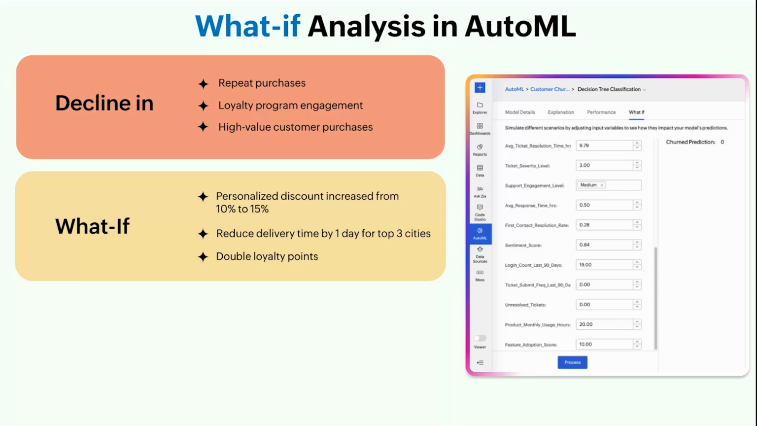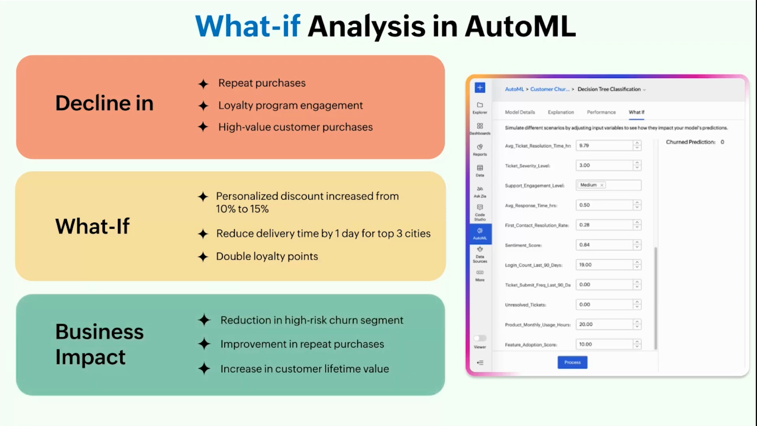With this, Finepick can understand which key factors are influencing churn, and they can make decisions to improve purchases and the total business impact: reduction in the high-risk churn segment, improvement in repeated purchases from key customers, and increase in customer lifetime value. So overall, to put it in simple words, with the help of AutoML and what-if analysis, Finepick didn't just predict the churn, but instantly prevented it. This is one of the business use cases where you can apply the what-if analysis, but definitely you will have more business cases where this feature can be used.